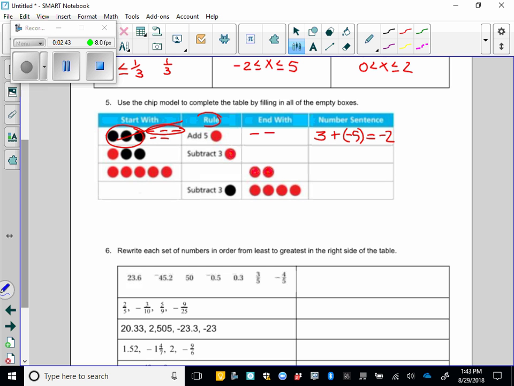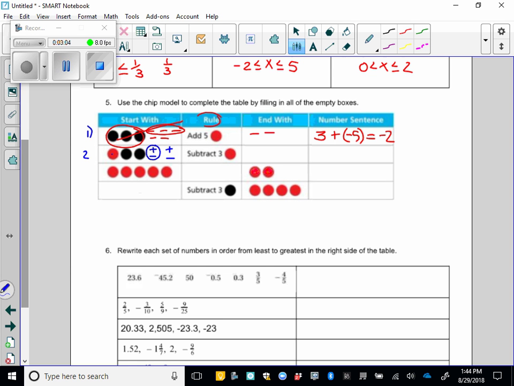For this one, if I number these, number 2, to subtract 3 negatives, I don't have enough negatives in there. I only have 1 negative. So I'm going to bring in a positive and a negative. That's a 0. I'm going to bring in a 0 until I have 3 negatives. So now I have 3 negatives.